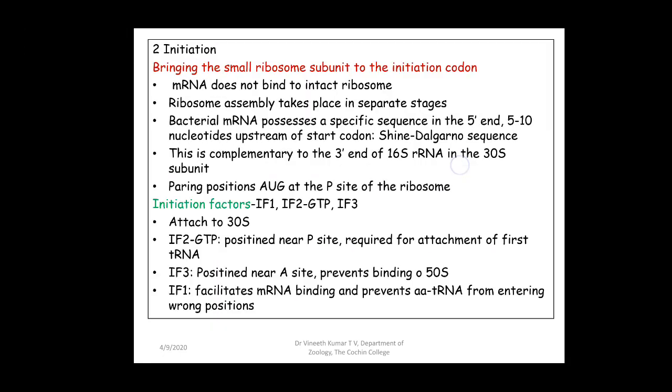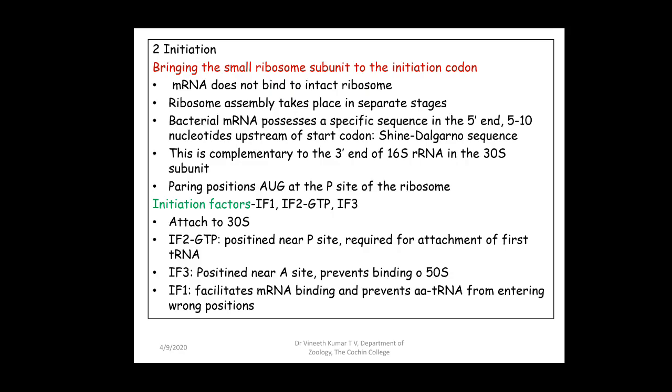So coming to the second step, we have four subdivisions, which is initiation. In initiation, an initiation complex will be formed, and as we said earlier, the ribosomal assembly should occur because the larger and smaller subunits are separate. During initiation, these are the events to be carried out. That means the two subunits of the ribosome should combine to form a complete ribosome.